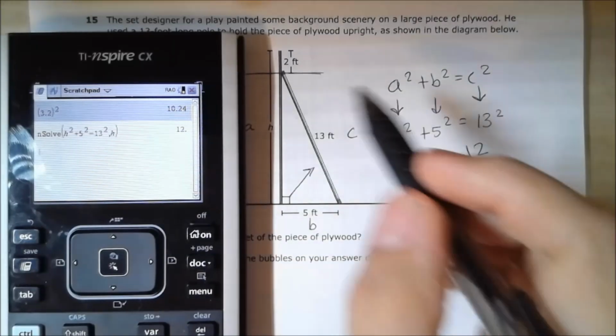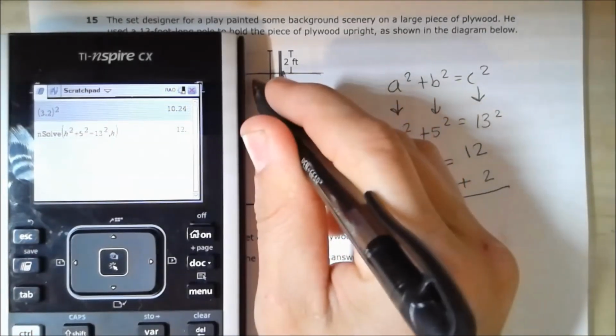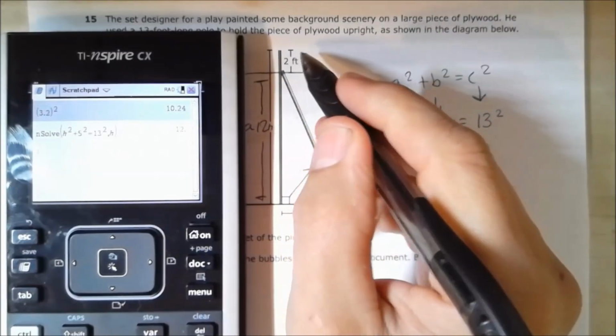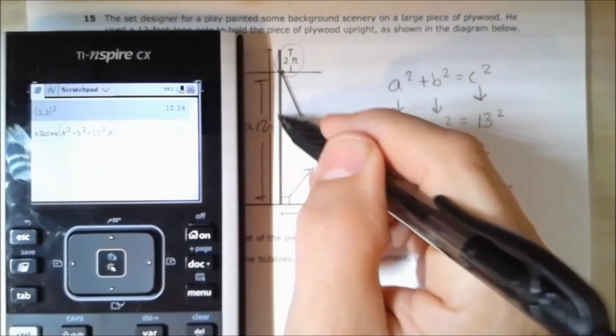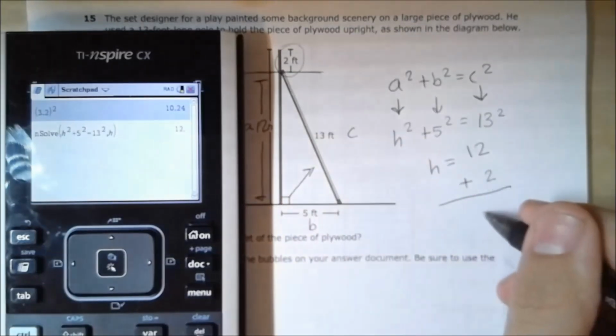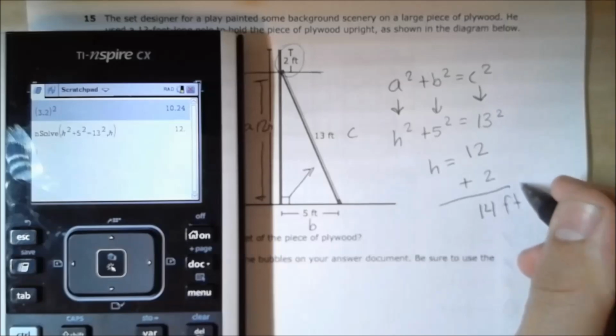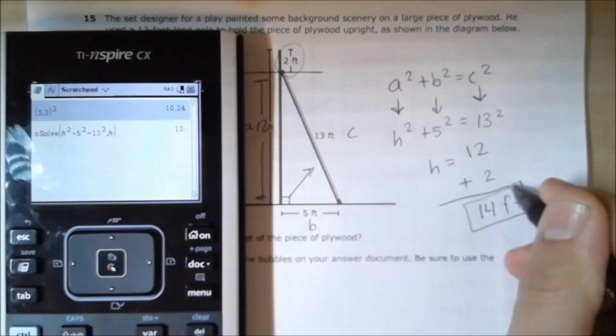Then I have to remember to add, because this is 12 from here all the way to here. So then I have to remember to add this 2 feet on there, because we want to get the height of the total board. So that's going to give me 14. So my answer is 14 feet, and I would bubble in 14.